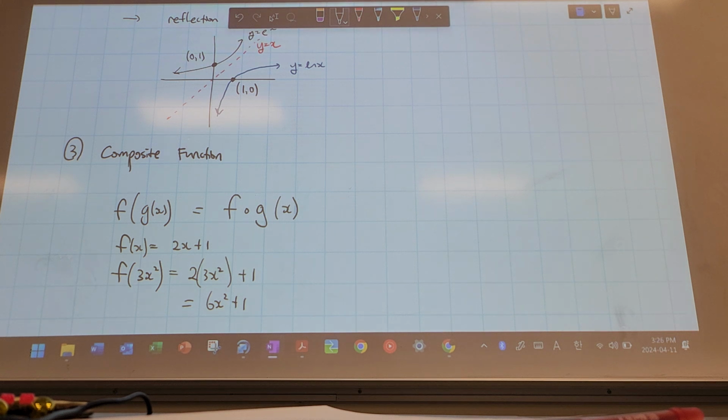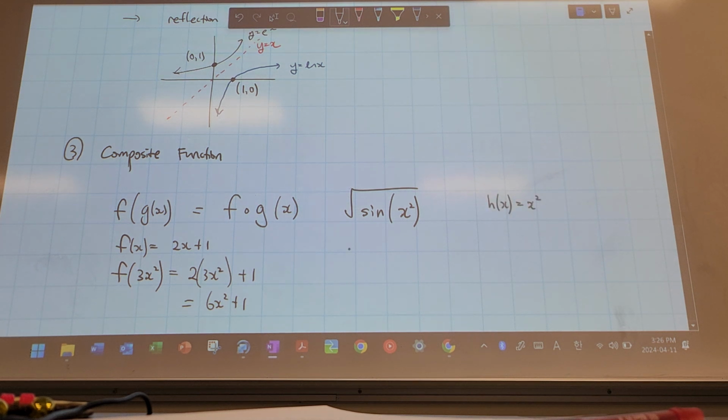Noticing that you have a function inside a function is quite helpful, and a good practice is to identify what is f of x and what is g of x. For example, let's say we have something like sine of x squared. It's an easy example, but let's take it one step further and make it like this. Let's call this x squared as h of x.